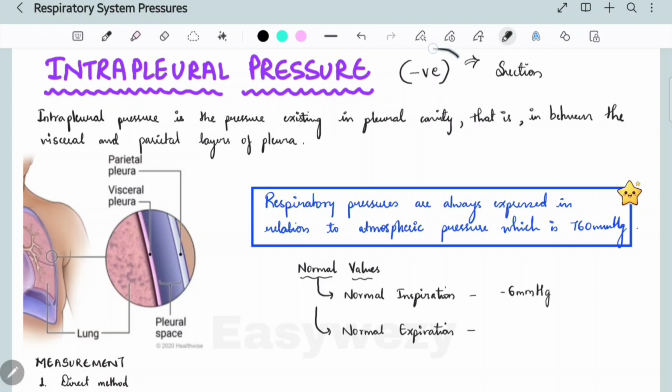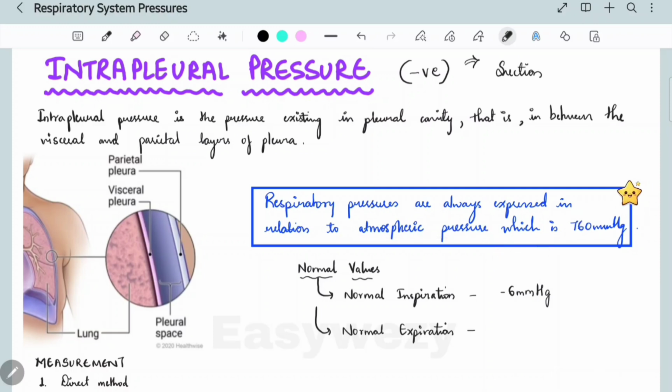Okay, we always heard in the last video that intrapleural pressure is always negative. Do we mean -1 by it? No. It's not about minus or plus in this actually. It is in relation to the atmospheric pressure. Respiratory pressures are always expressed in relation to atmospheric pressure, which is 760 mm of Hg. So generally atmospheric pressure means pressure in the surroundings. So this is around 760 mm of Hg.